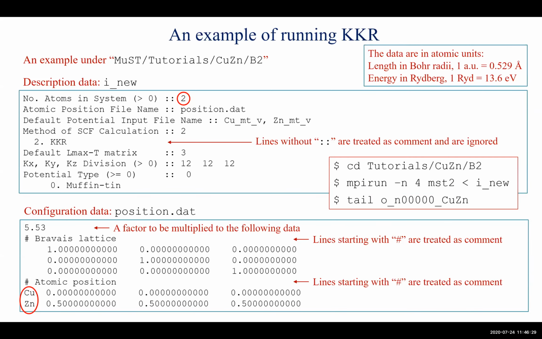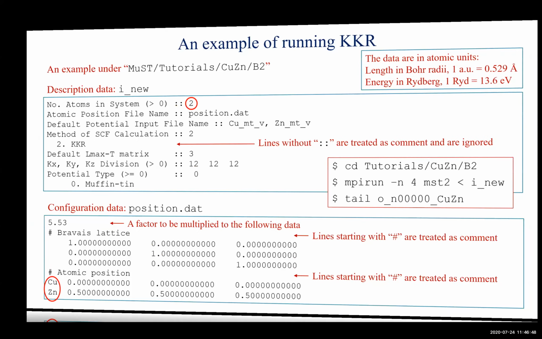Okay. So here's how to run it, and this is the position data. You just run it, and the code will take this position data, know where the atoms are, and then do the calculation for you. Okay.